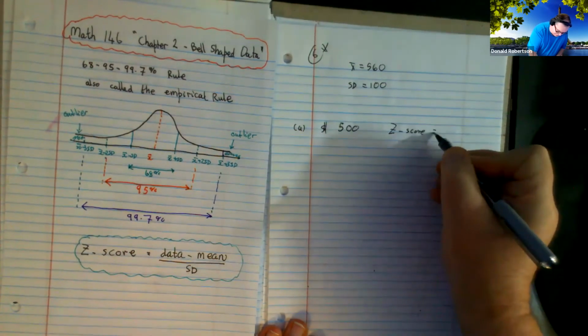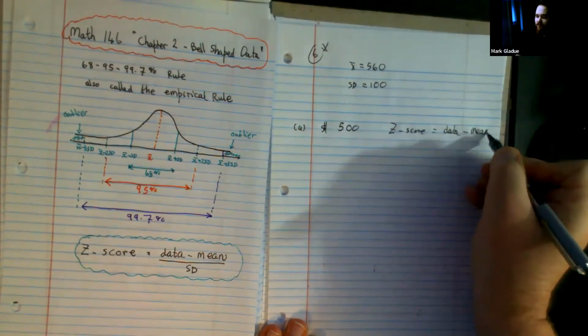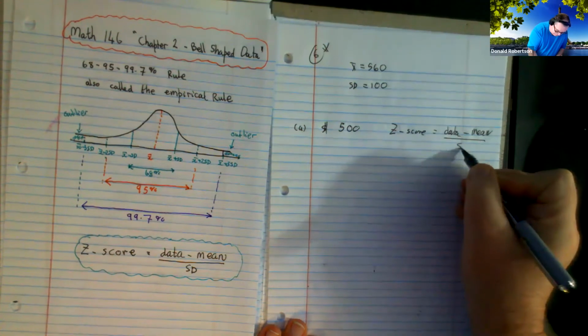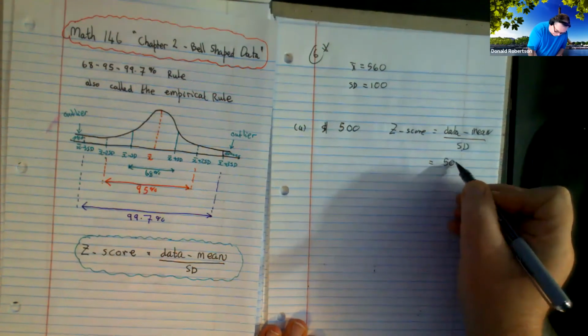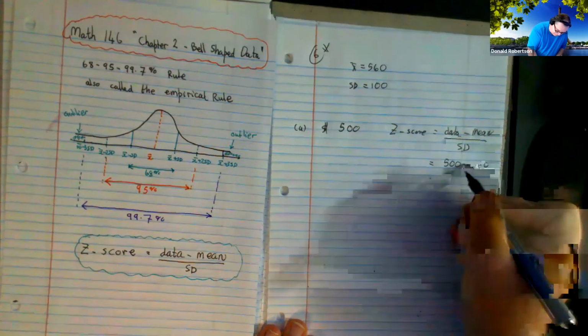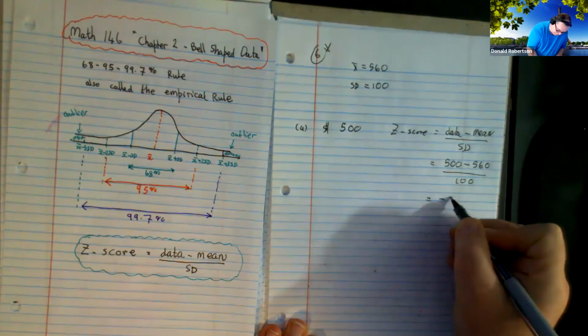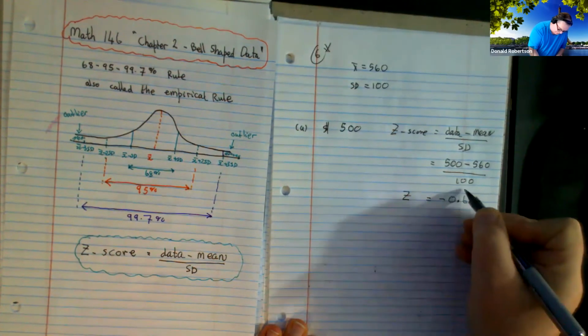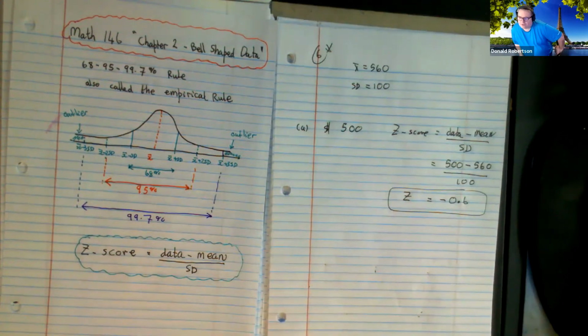Well, it's the data, take away the mean, divided by the standard deviation. So in this case, it would be 500, take away 560, divided by 100, and I can do this one in my head. It's negative 0.6. It's a pretty straightforward question, right? Here's a mean, here's a standard deviation. It happens to have a story attached to it. What would the student spend?